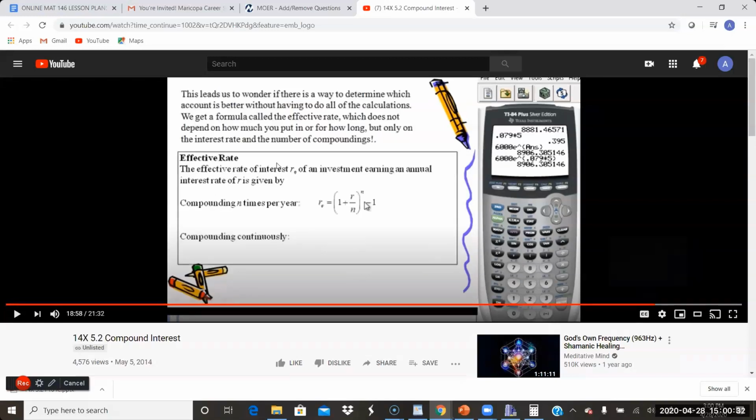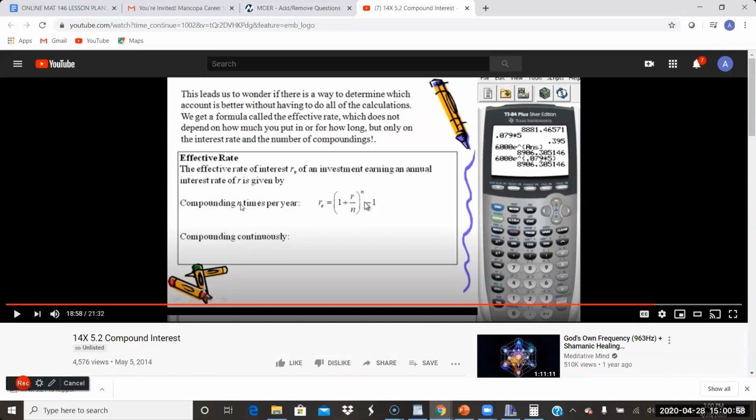So the goal of this is to determine which account is better, like if you have two different accounts. Yeah, this is the formula to determine the effective interest rate. Basically, what is the interest rate of an account? It depends on if you're compounding a number of times per year. That would be this one.